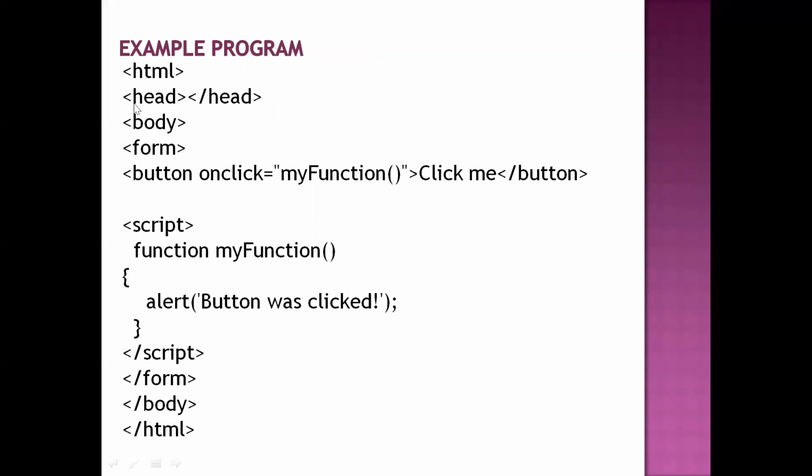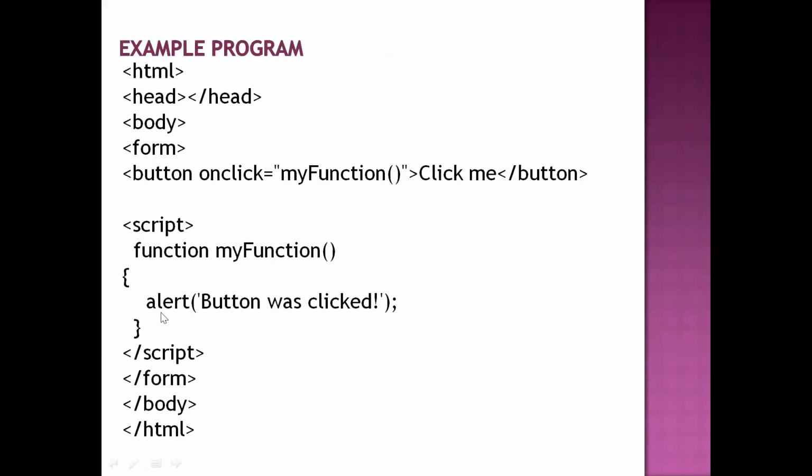So here all this stuff is common: HTML, head, body, form. Here I am creating one form. Inside that form I am creating one button. One user defined button I am creating with the name click me, right? Whenever I click on that button, the on click event will be generated. Whenever on click is generated, I am handing that event over to my function, so my function will get executed.